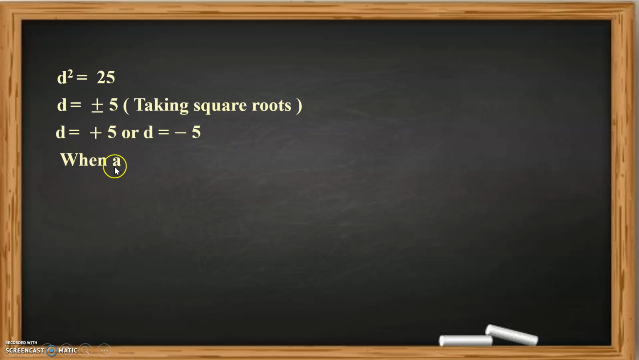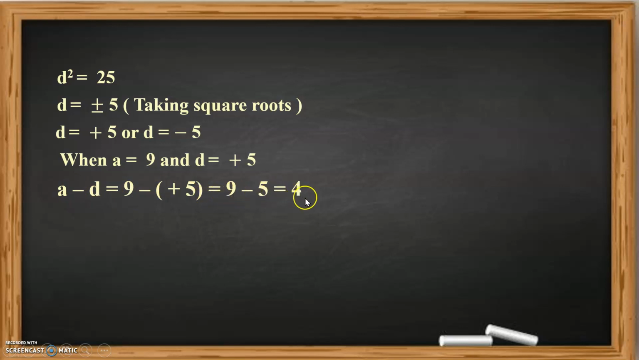So let's write when a is equal to 9 and d is equal to plus 5. What are the numbers, children? First number was a minus d equal to 9 minus of plus 5, which is equal to 9 minus 5 equal to 4. Now a is already there, so I take up the next number, that is a plus d equal to 9 plus 5 equal to 14.